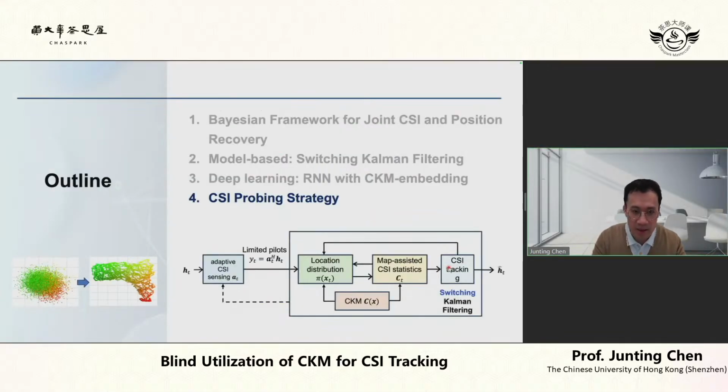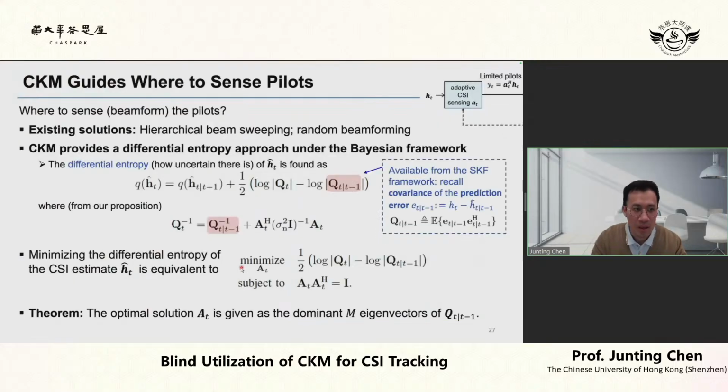So the last part is that we try to investigate how the CKM may provide some guidance for CSI probing. We have already explained how CKM can assist with CSI tracking, and CKM can also provide some information to guide us how to optimize the sensing matrix adaptively. The existing solution is to do some hierarchical beam sweeping, or in a much simpler way, we can simply do some random beamforming. So just to utilize the idea of compressed sensing, we can do random beamforming.